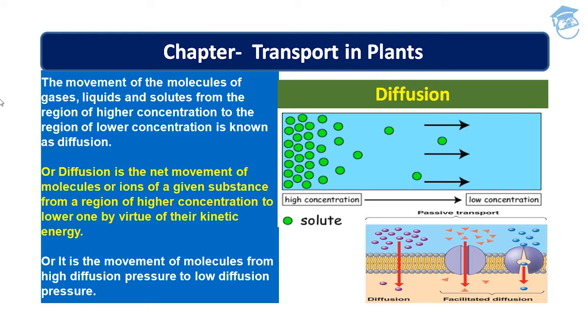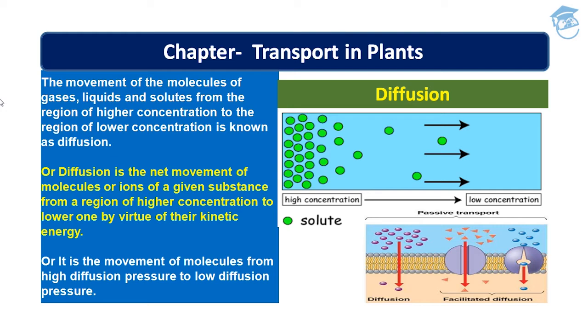Diffusion, students, is a movement that is passive and may be from one part of a cell to another, or from one cell to another cell over short distances, say from the intercellular space of the leaf to the outside, and no energy expenditure takes place. When I say that movement by diffusion is passive, that means no energy expenditure will take place.